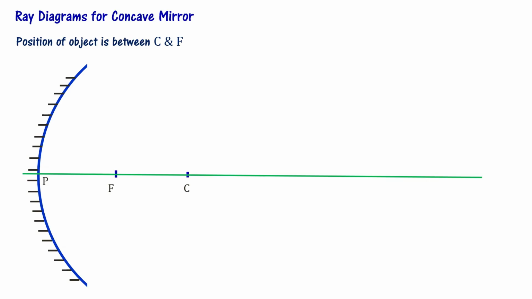Let us now learn how the properties of the image are affected if the object is positioned in between C and F. I have an object here, right? Let me call this AB. Now I want to represent point A in the image. For that I am going to draw two rays, right?